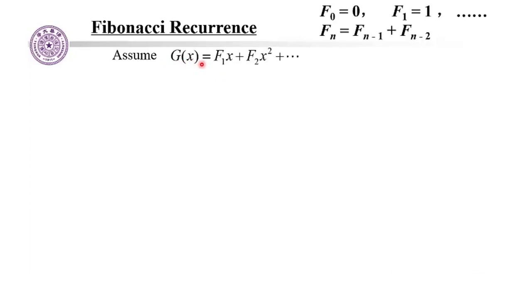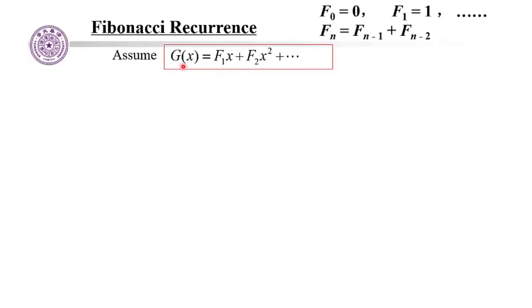Here we use g(x) to represent the generating function of the Fibonacci numbers. A generating function uses the sequence as the coefficients of x to the kth power. Here, because we know that f0 is equal to 0, we add from f1 x to f2 x squared, and keep accumulating. This is the generating function of the Fibonacci numbers. If we could calculate its expression, then we could find out its coefficient sequence.